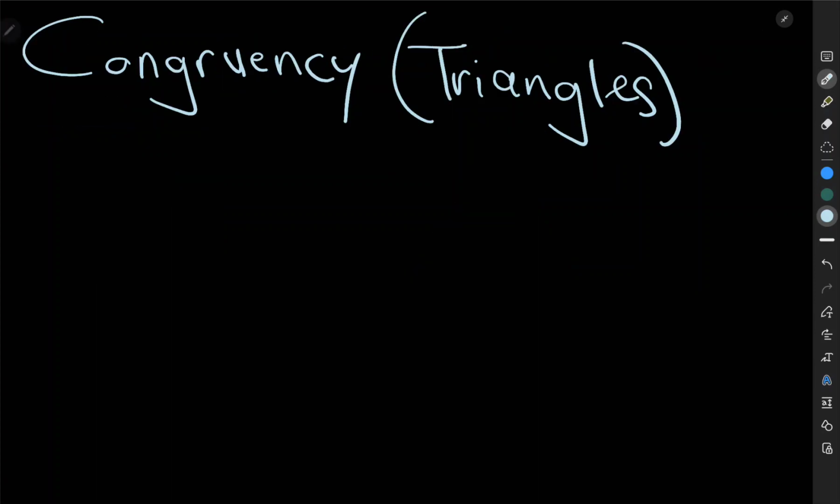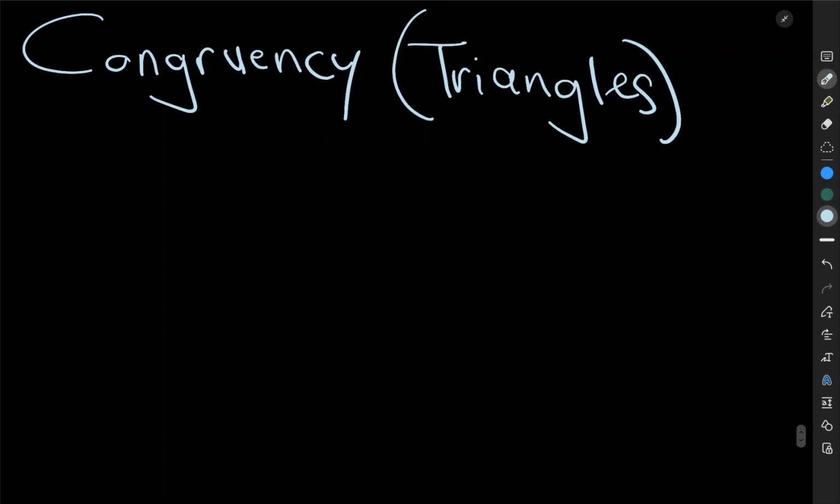Okay, so the last topic that I really want us to talk about is still part of triangles, and that's the topic of congruency. So what do we mean when we say triangles are congruent, or objects are congruent? What we're basically deducing from congruency is that we have two shapes that are exactly the same.